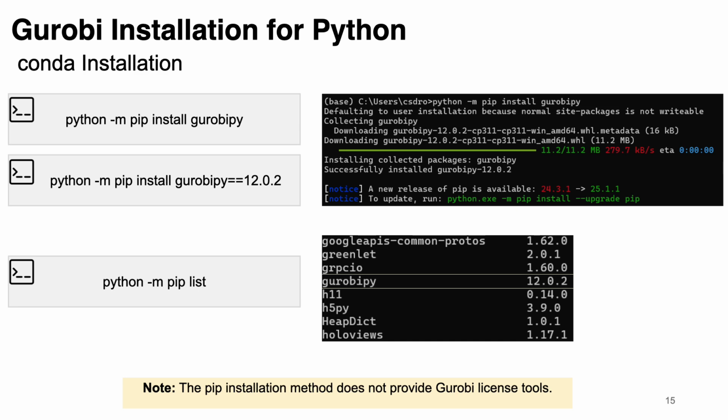One important note, while pip is the fastest way to get the library, it does not provide the Gurobi license tools. For those, you will still need the full Gurobi installation we performed in the previous steps.